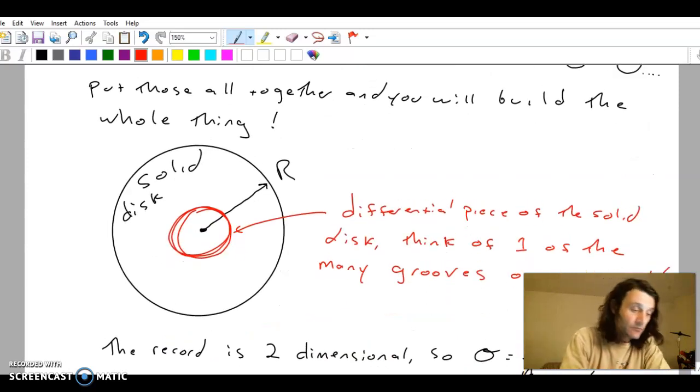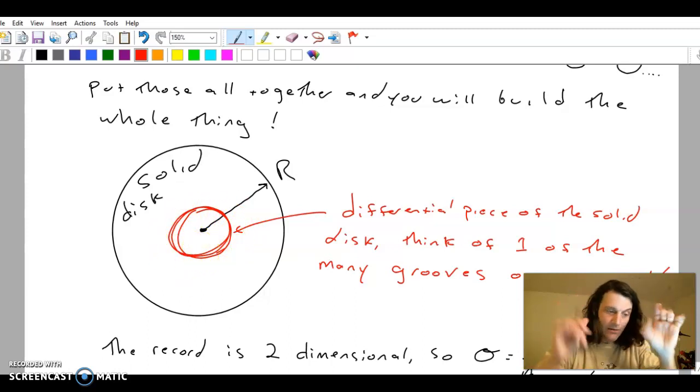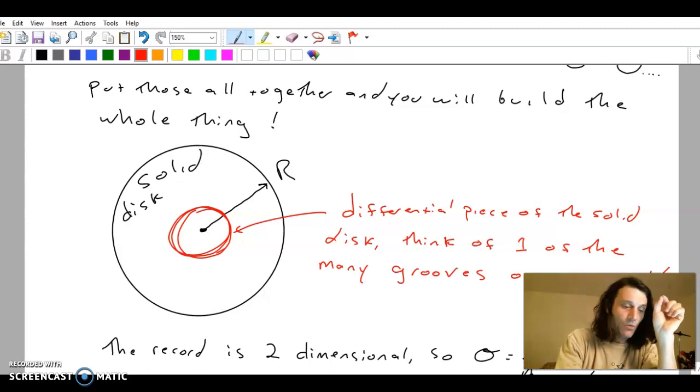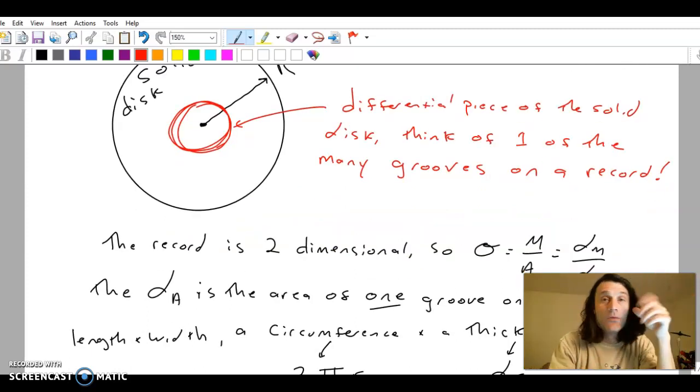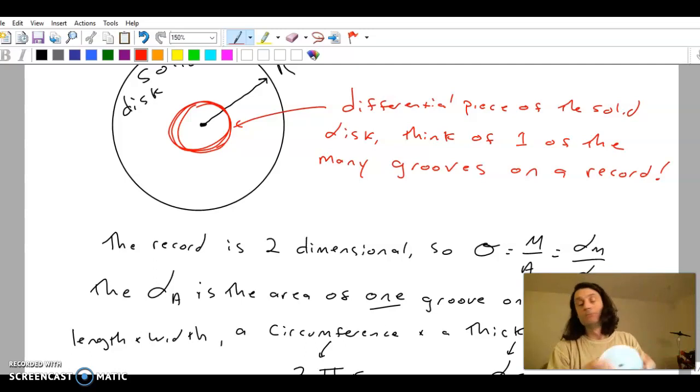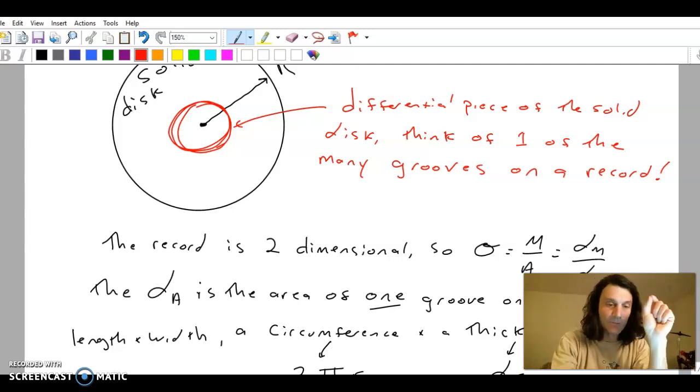So what I tried to draw with that red circle is one of those differential pieces of the whole entire disc. Think of it as one of the many grooves on a record. Now, this guy is two-dimensional, okay? It's not like a rod or a ring where it was one-dimensional. So we're going to use sigma, not lambda, all right?